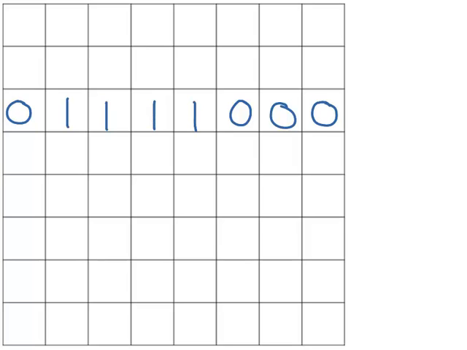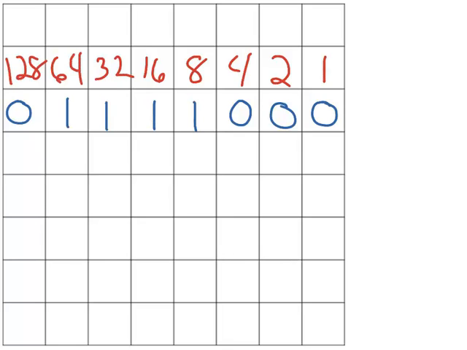Now I'm going to write my places above this binary number. Starting on the right, working my way to the left, I have the 1s, the 2s, the 4s, 8s, 16s, 32s, 64s, and the 128s. Now that I established my places over my binary digits, I'm going to multiply down.